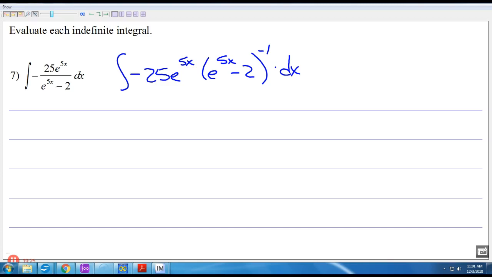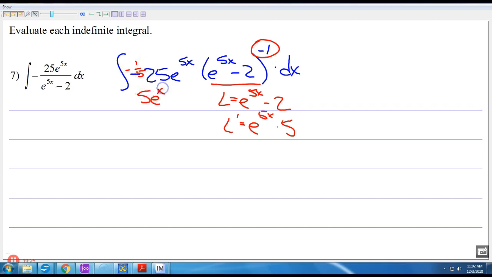So this will be your big, this will be your little. The derivative of e to the 5x minus 2 would be e to the 5x times 5, right? Because you've got the chain rule part where you multiply by the derivative of the top. You have e to the 5x times negative 25. So you've got to multiply your inside by negative 1/5, which then makes it 5x e to the 5th, which then allows it to disappear, which then makes you put a negative 5 on the outside.